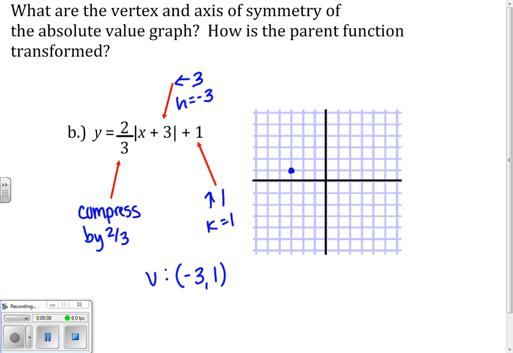Negative 3, 1 is right there. I have moved left 3 and up 1. I know that my axis of symmetry, which must start with an x equals, will match h. So negative 3. That means I've got this vertical line that goes right down the vertex. My slope on this equation is 2/3. It's compressed by 2/3. So from the vertex, go up 2 and to the right 3, then go back to the vertex, go up 2 and to the left 3. You should end up finding a flatter graph than last time because last time was stretched and this time was compressed. Compressions make them flatter.